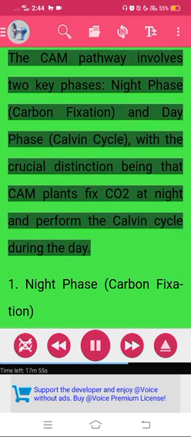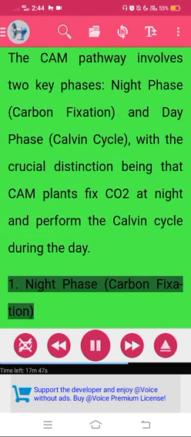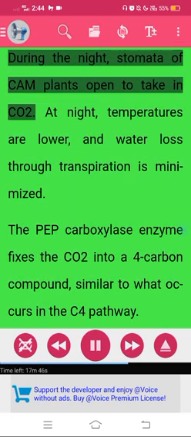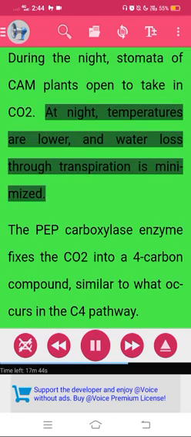The CAM pathway involves two key phases: night phase carbon fixation and day phase Calvin cycle, with the crucial distinction being that CAM plants fix CO2 at night and perform the Calvin cycle during the day. 1. Night phase carbon fixation. During the night, stomata of CAM plants open to take in CO2. At night, temperatures are lower and water loss through transpiration is minimized.